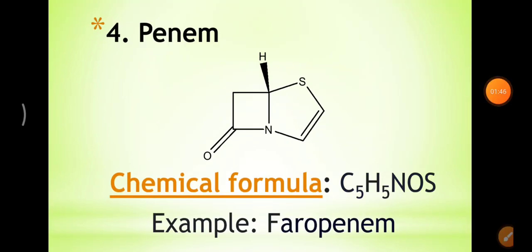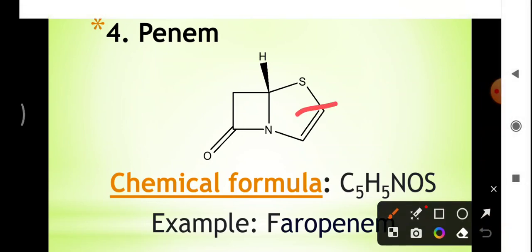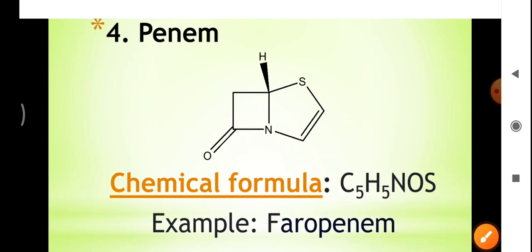The fourth one is the penem ring. Penem is a type of beta-lactam with an unsaturated 5-membered heterocyclic ring, and this ring also contains a sulfur atom which is fused to the beta-lactam ring. Penems do not occur naturally, all are synthetic and have a broad spectrum of antibacterial activity, and the most common example is faropenem.